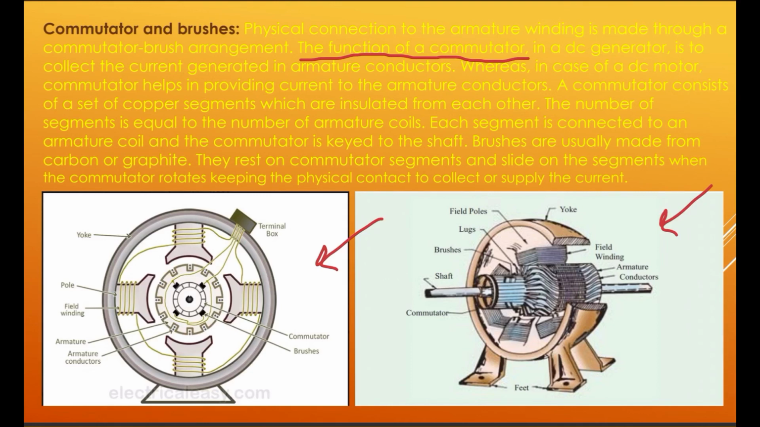Brushes are usually made from carbon or graphite. They rest on the commutator segments and slide on the segments when the commutator rotates, keeping the physical contact to collect or supply the current. They carry the current.